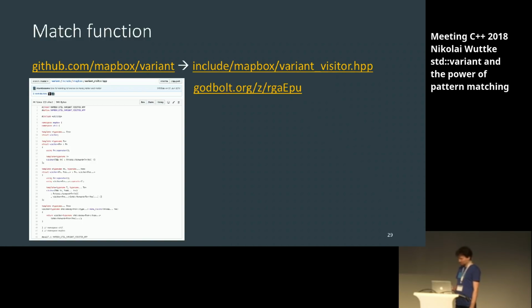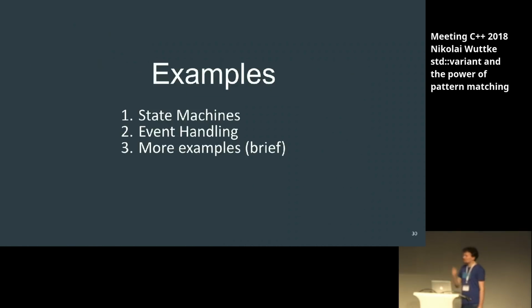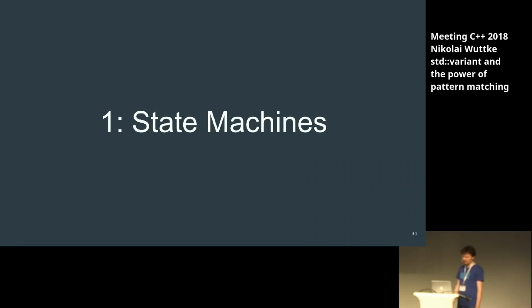All right. So my motivation in the beginning was state machines for games, but I want to show a few different examples. So I want to go a bit more in detail in the state machines, how you would implement it using this pattern. But then I also want to talk about event handling, which is another use case where this pattern can be applied. And then I'm going to show a few more examples more quickly, just basically, okay, there's other stuff you can do. All right, so let's get back to the state machine.